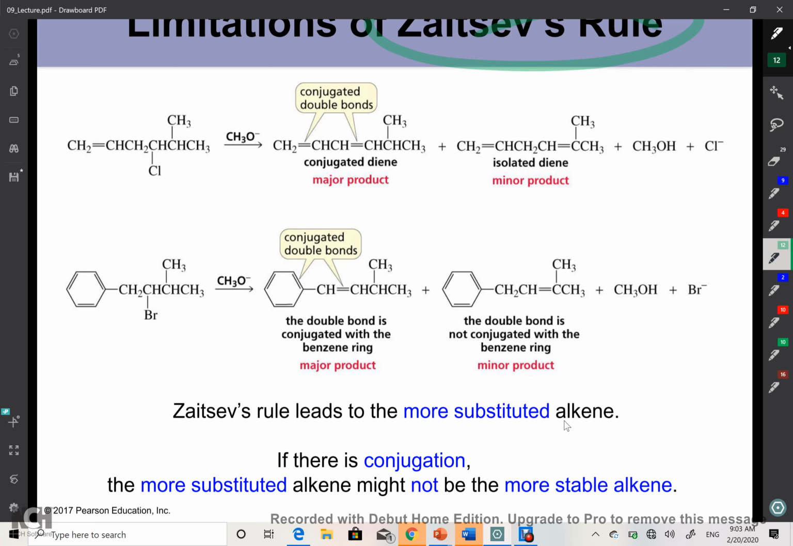And the reason is easy: because of resonance. The more conjugation you can do, the more resonance structures you will have.